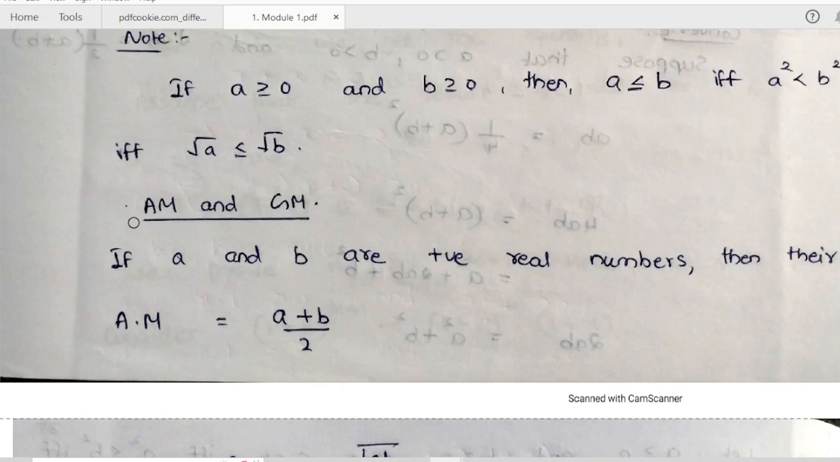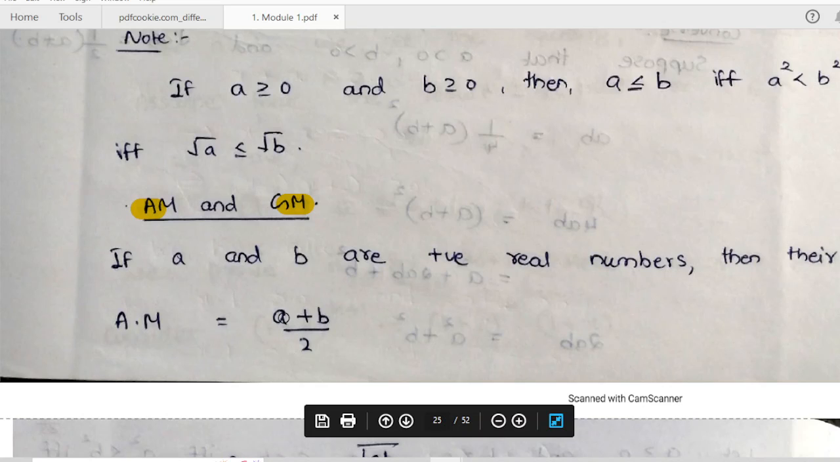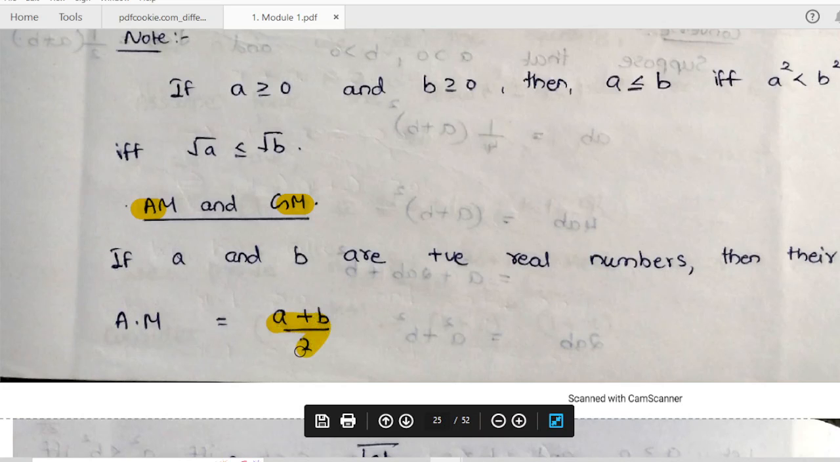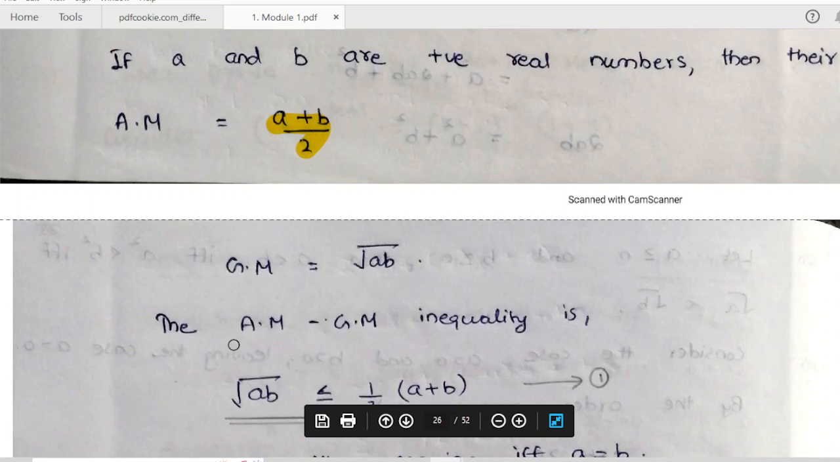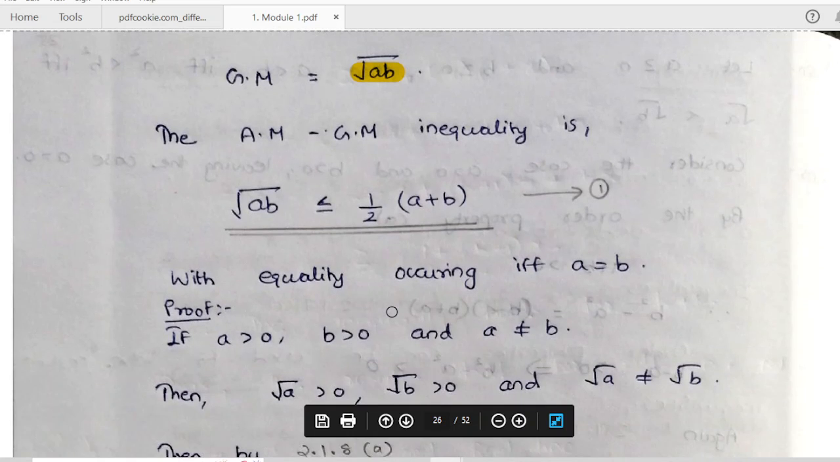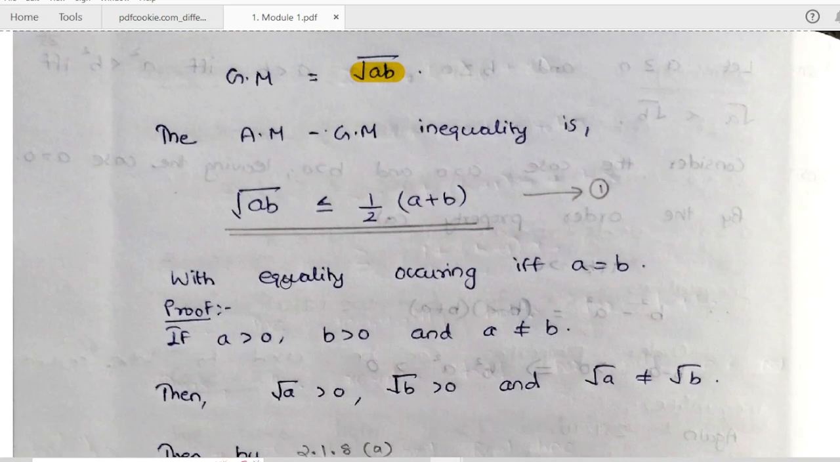So now we have arithmetic mean and geometric mean. Arithmetic mean എന്ന് പറയുമ്പോൾ എന്താണ് നമ്മുടെ usual mean. If A and B are two real numbers, then their arithmetic mean is A plus B by 2. Geometric mean is equal to root of A into B. So the arithmetic mean geometric mean inequality is given as follows: geometric mean, root of AB, is less than or equal to arithmetic mean, half into A plus B, with equality occurring if and only if A is equal to B.